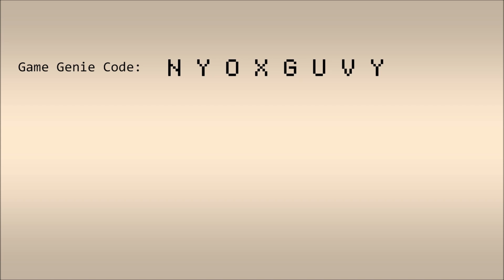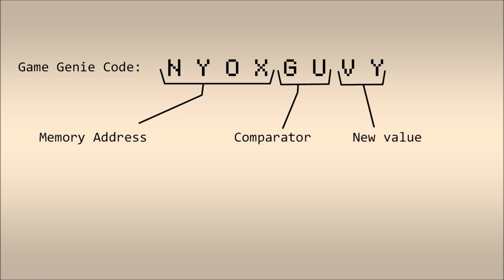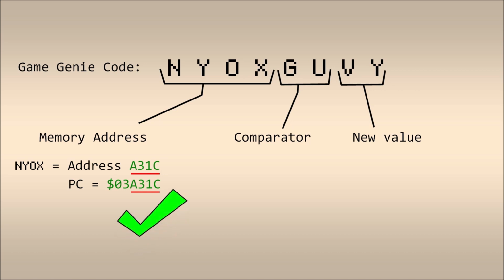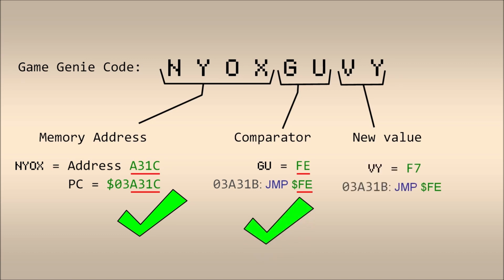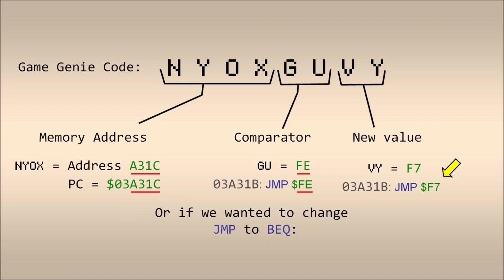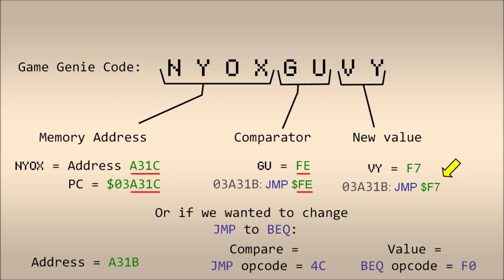A Game Genie code consists of 4 bytes, 2 for the memory address, 1 for a comparator, and 1 for the new value we're going to use. If the last 4 digits of our program counter match the Game Genie's, it checks to then see if the value the machine is reading matches the Genie's comparator. If they match, it replaces the value instead with our new one. Here we changed a value, but we could change the jump opcode, or JMP, to a branch on equals statement, or BEQ, by setting the address to one earlier, the compare to jump's opcode, and the value to BEQ's.